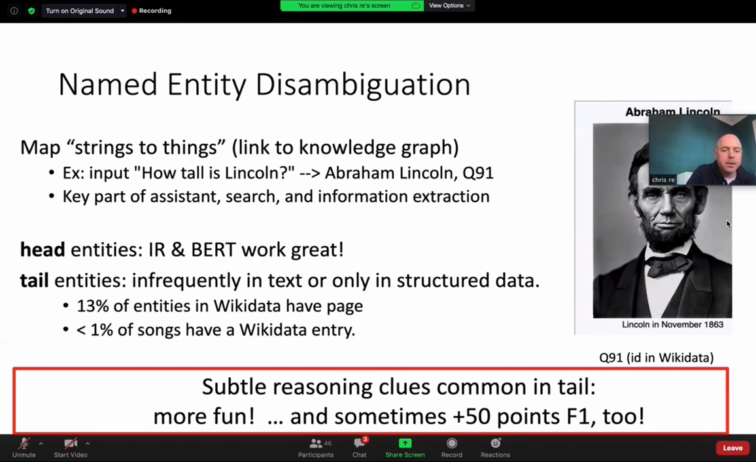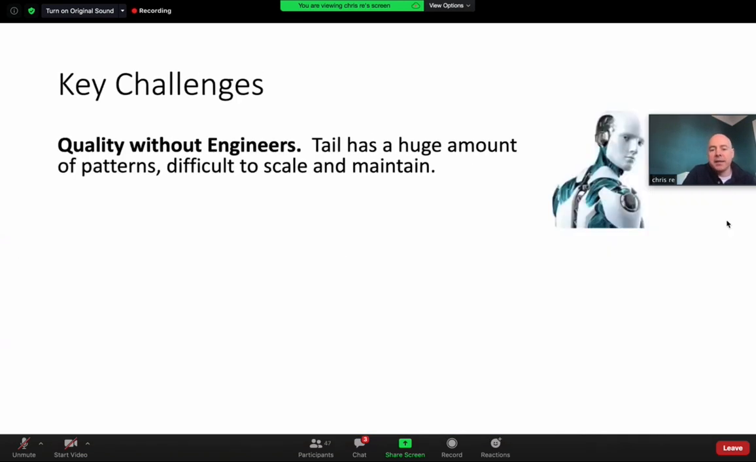Okay? So the key challenges I'm going to look at here are really in two halves. One problem I would call quality without engineers. The tail has a huge amount of patterns, and it's difficult to scale and maintain. This may sound vacuous to you, so I'm going to describe what led me here and the very practical motivations that got me into this problem.